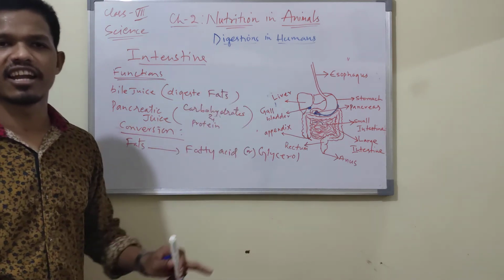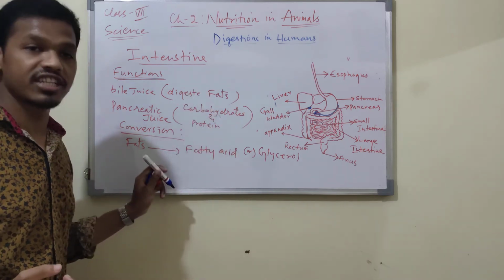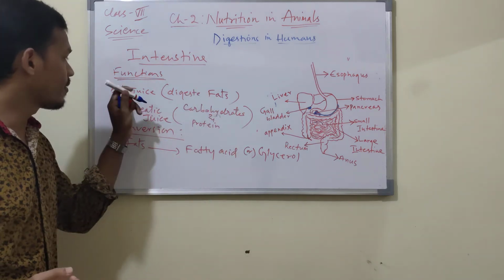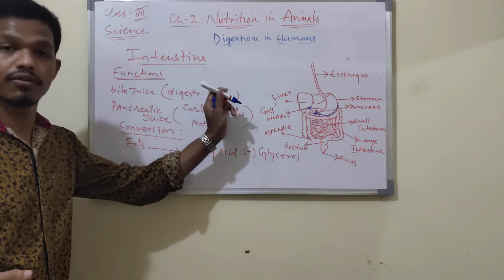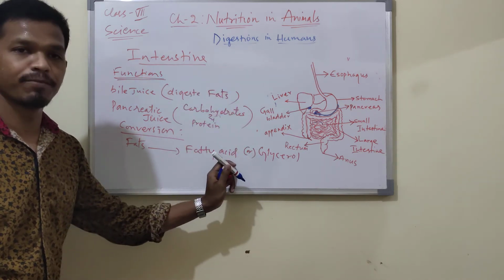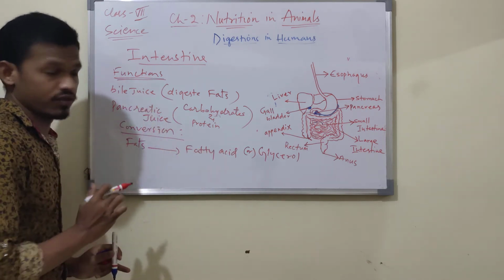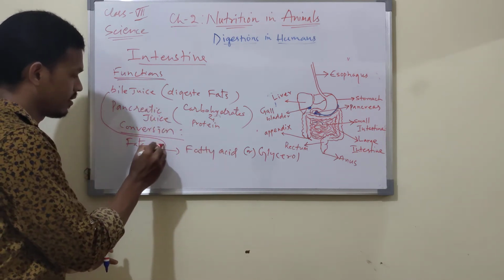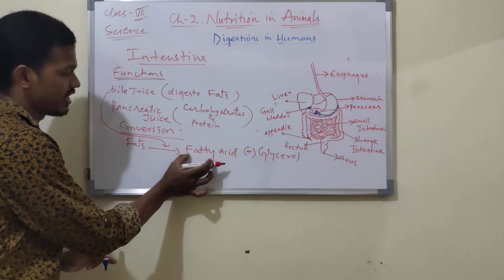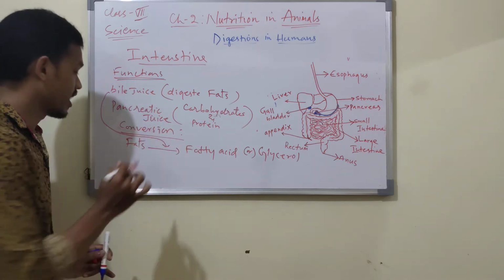Fats cannot be directly absorbed. Therefore, they are digested with the help of bile juice. This bile juice digests fats further, converting fats into fatty acid. Bile juice is helping in converting fats into fatty acid. What is next?